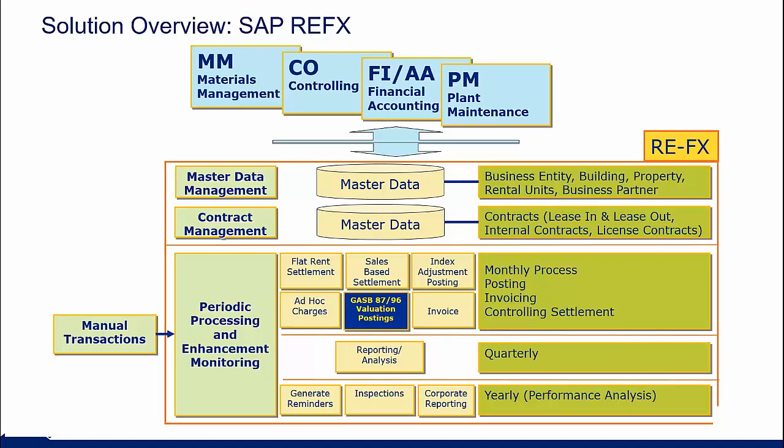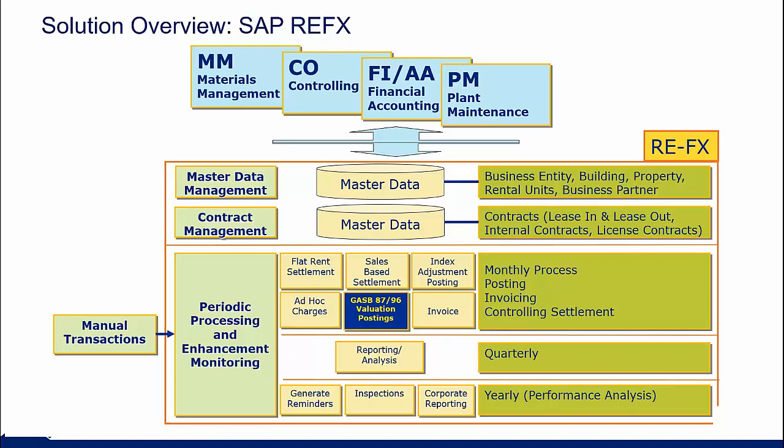One is the master data. Master data can be for our properties, buildings, ground leases, parking spaces, equipment, and so on and so forth. The second piece is the contract management, which is all our leasing information, and that lease can be our GASB 87 leases or GASB 96 leases. Once we have the two master data pieces in place, then all we need to do is some periodic processing and run some reports.